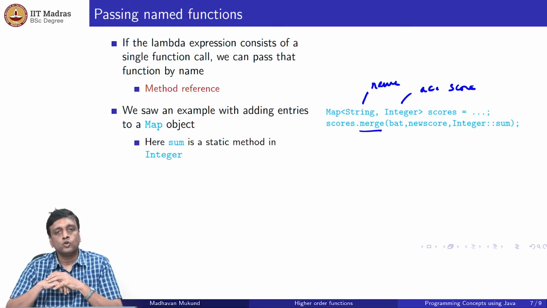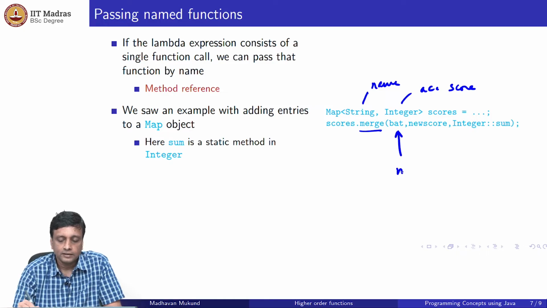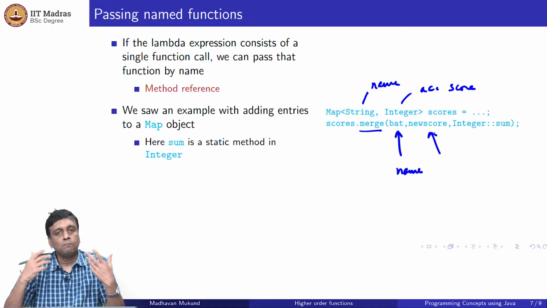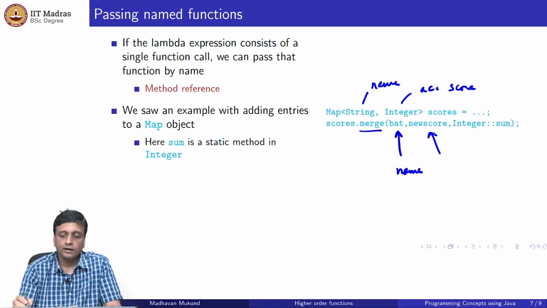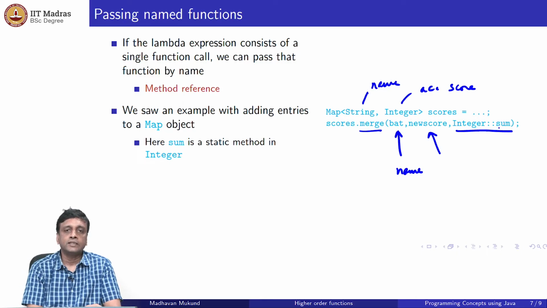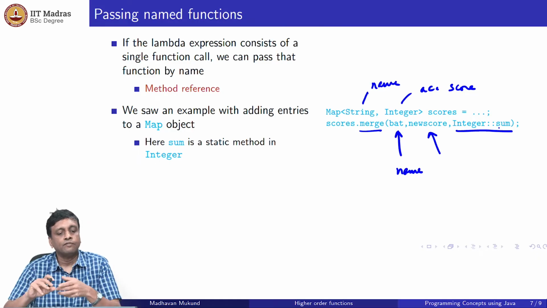So, now when I see a new score for a cricket player, I want to add it, but if I see the cricket player for the first time, I want to set it to the current score. So, one of the ways was to use this merge thing. So, this is the name, this is a string, and this is the new score, and there is an implicit value associated with this key before. So, what this merge function says is that if there is a key, then use the sum function defined in the integer class to combine the current value with the new value. So, this is a function which we are passing by reference. So, this is a method reference. It is a static function in integer.